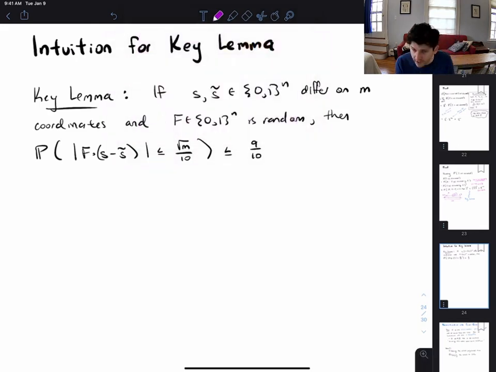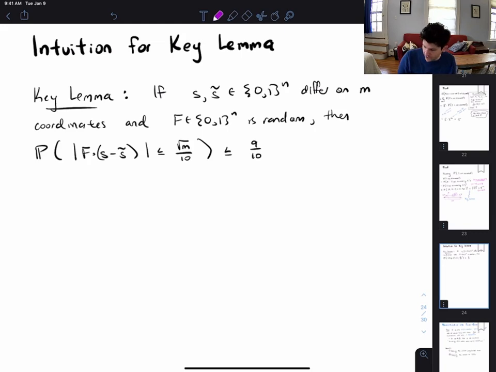So the thing I want to prove, the key lemma in the abstract, says the following. Suppose that S and S tilde are vectors in {0, 1}^n, and they differ on m coordinates. In our example, m is going to be about alpha squared n squared, but in general, just let them differ on m coordinates. And f is a random vector. Then what the lemma says is that the probability that the difference between f dot s and f dot s tilde is smaller than about square root m can't be too large.